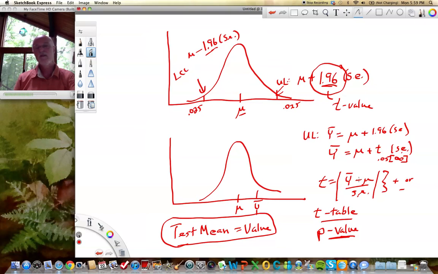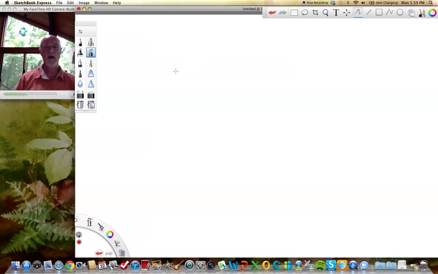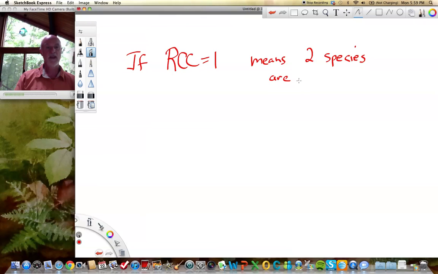Now I can see that some of you might be wondering, what is this mu? I mean, why would you ever have a particular mu? Let me give you a real quick example. In population biology, there's this thing called the relative crowding coefficient. You don't need to know anything about it. But if the relative crowding coefficient equals 1, it means that two species are equal in terms of their competitive ability. Okay, so there's a tremendous interest in asking whether RCC is different from 1.